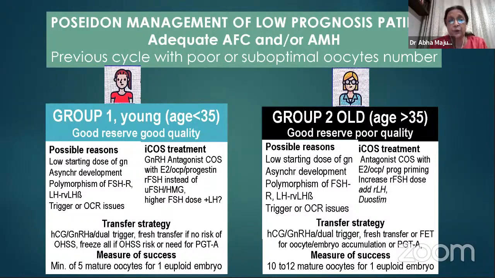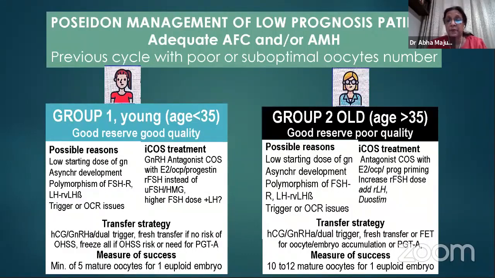What is the treatment in both the groups? Well, when you go ahead in another cycle, then first thing you would want to make a good cohort. So if you're giving antagonist, then either you prime it with estradiol valerate or OC pills or progestin. A second thing which has been recommended, use recombinant FSH instead of urinary products, because they appear to be sturdier in action and they have a constant action. Another thing is make the dose of FSH higher and add LH. And you do this for both, whether they are young or old.